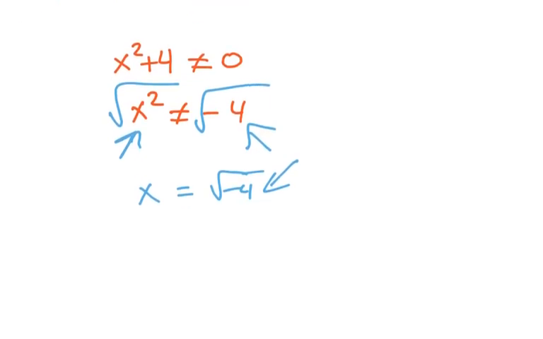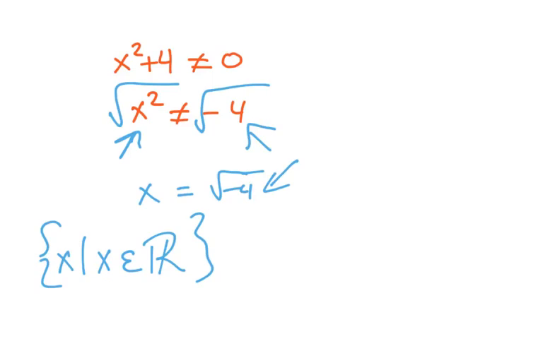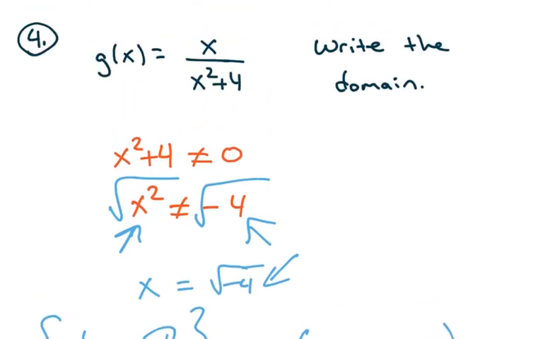So when that's the case, the only thing left to say is that there is no restriction here. So the answer is x such that x is an element of the reals. This would be in set notation. Or in interval notation, it would simply be negative infinity to infinity. Another way of thinking about this is, what is the smallest thing that x squared can be equal to? What's the smallest number x squared can be? And that number is 0.